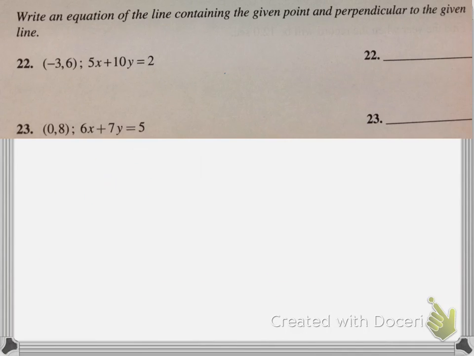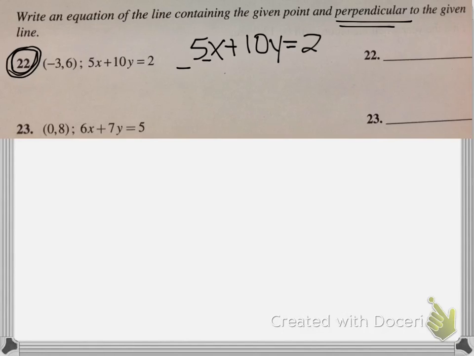So the next problem, that's exactly what they're asking me to do. They want me to find an equation that's perpendicular. So we're not going to do both of these. Let's do 22. Again, I have to find a slope, so I'm going to use the equation that they gave me, which is 5x plus 10y equals 2. Let's figure out the slope.